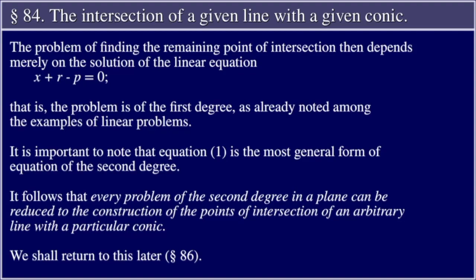It is important to note that equation 1 is the most general form of equation of the second degree. It follows that every problem of the second degree in a plane can be reduced to the construction of the points of intersection of an arbitrary line with a particular conic. We shall return to this later, section 86.